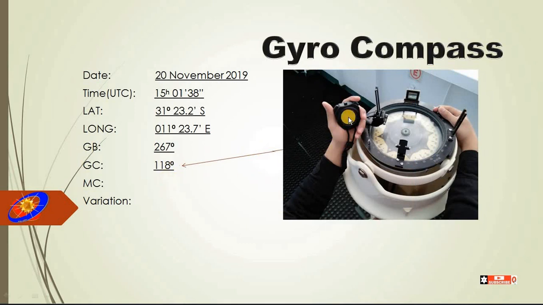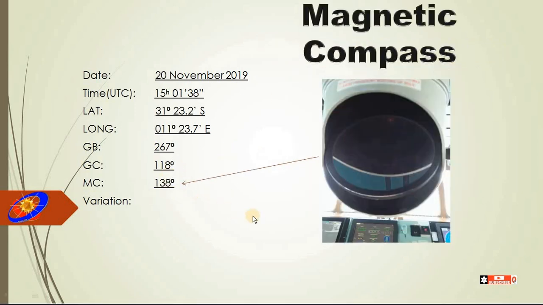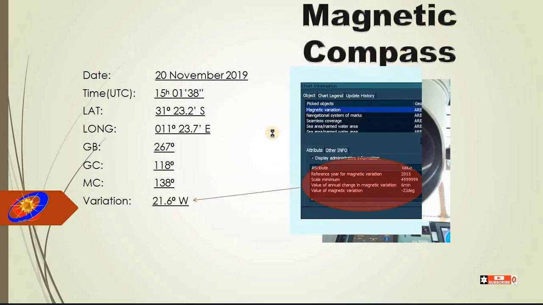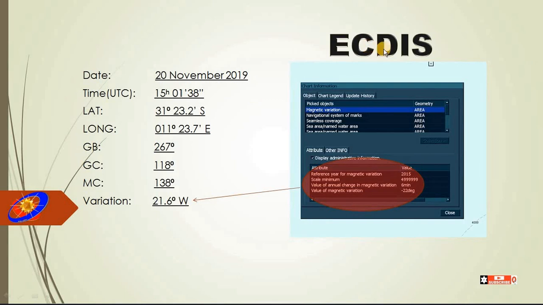Gyro course, we take it also from the gyro compass, which is 118. Magnetic course, of course, from magnetic compass, and the variation from the ICDIS. So I'm going to explain to you how I get this value out of this data.